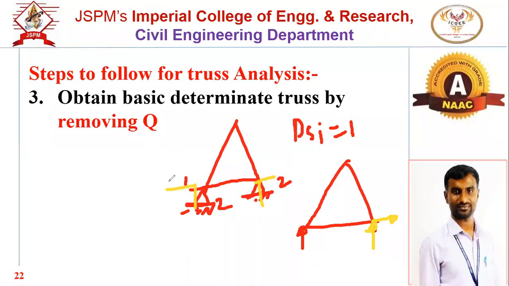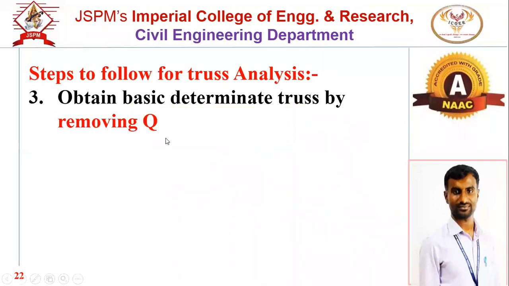So one reaction I have removed. Why I have removed only one reaction? Because DSI is 1, DSI एकच आहे. So I have removed the horizontal reaction. Now, if I remove that horizontal reaction which is equal to the DSI, what will I get? I will get the determinate truss. Okay, so to obtain the determinate truss, we have to remove the redundant forces or redundant members. Okay, this is the step number 3.